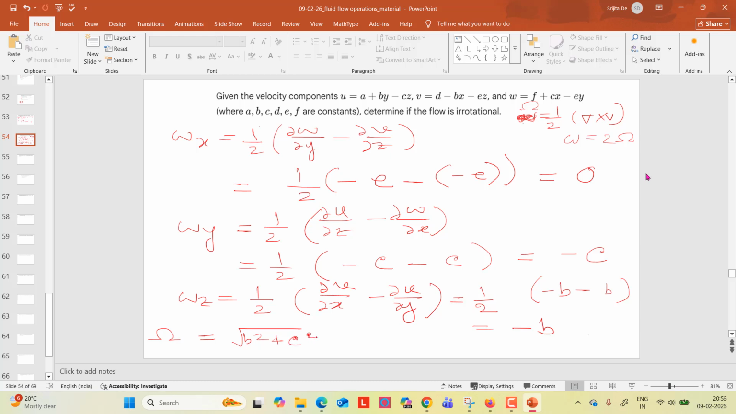Okay. So we know that b square plus c square, root under it, is always positive. It cannot be zero. So it is not an irrotational flow. It is a rotational flow. So the flow is rotational. It proves the flow is rotational. Next.